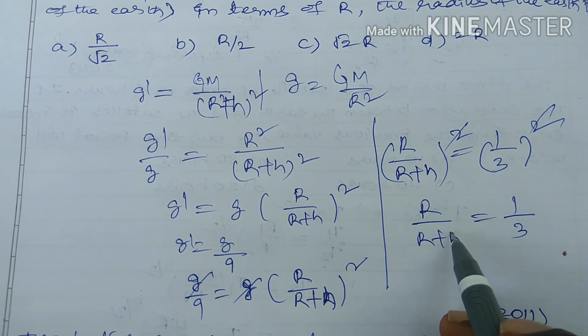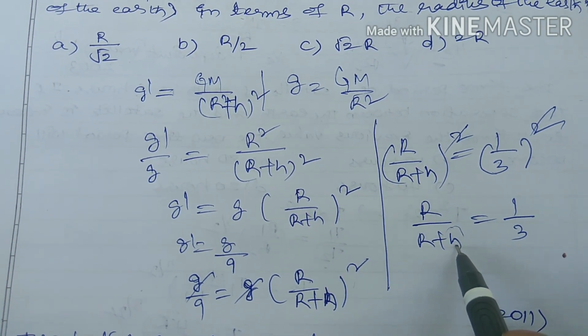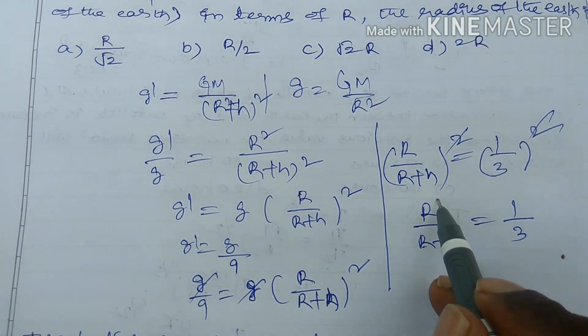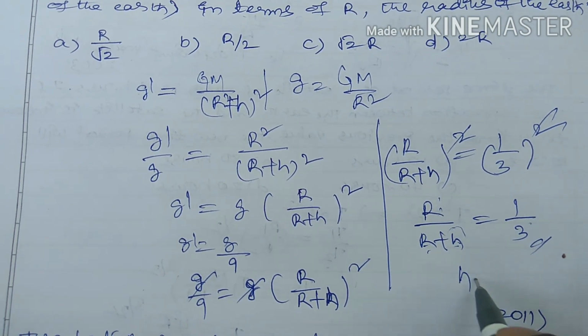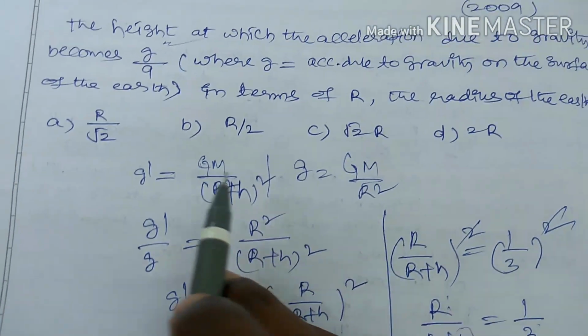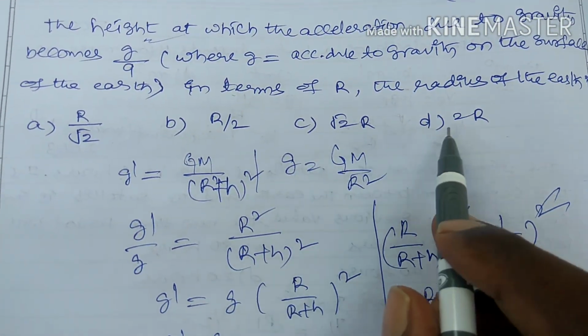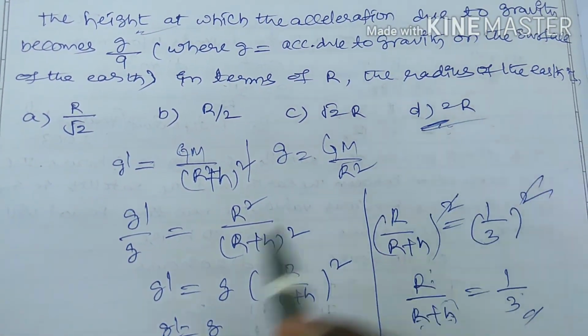So here we are replacing h is equal to 2R: 2R plus R is 3R, R by 3R is equal to 1 by 3. So then h is equal to 2R. Option D is the right answer.